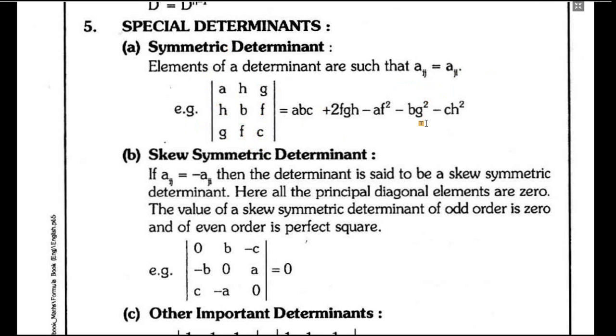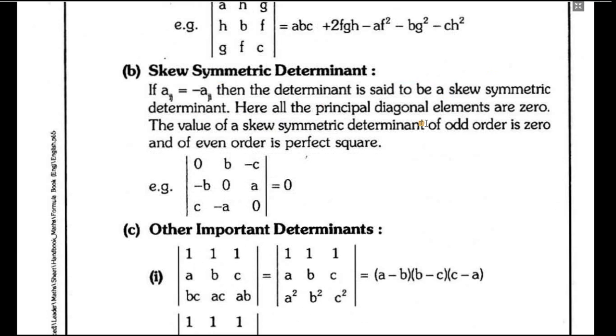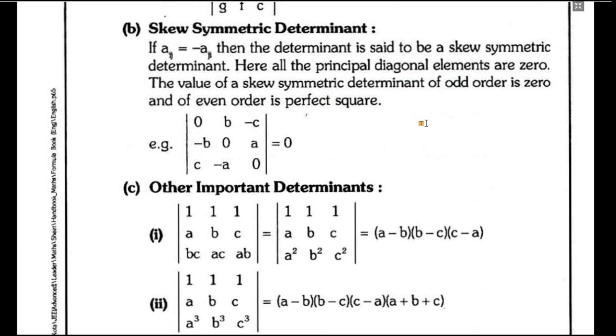Only the diagonal elements can be different, otherwise the elements have to be the same according to their position. Skew symmetric determinant: if aij equals minus aji, then the determinant is said to be a skew symmetric determinant. Here all the principal diagonal elements are 0. The value of a skew symmetric determinant of odd order is 0 and of even order is a perfect square. Here the value of the determinant will be 0, as aij equals minus aji, so this is a skew symmetric determinant. So here we have minus b, b minus c, c minus a.